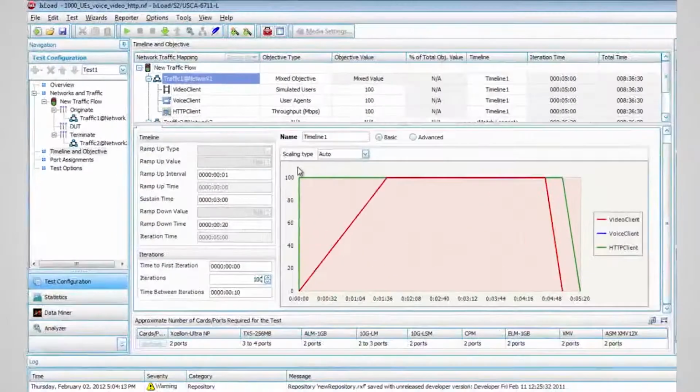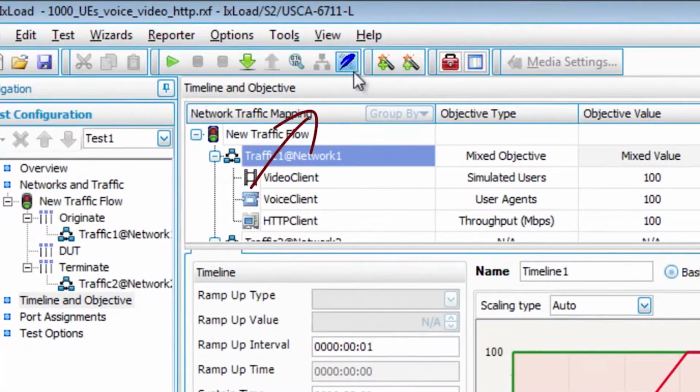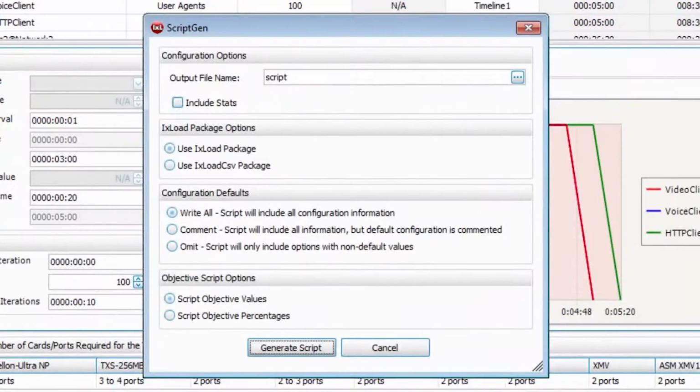Automation goes hand in hand with ease of use and test velocity. The IxLoad developers have thought of this by creating a mechanism that allows the test configuration to be converted to a Tcl script with a single push button. This means even non-programmers can benefit from full test automation.